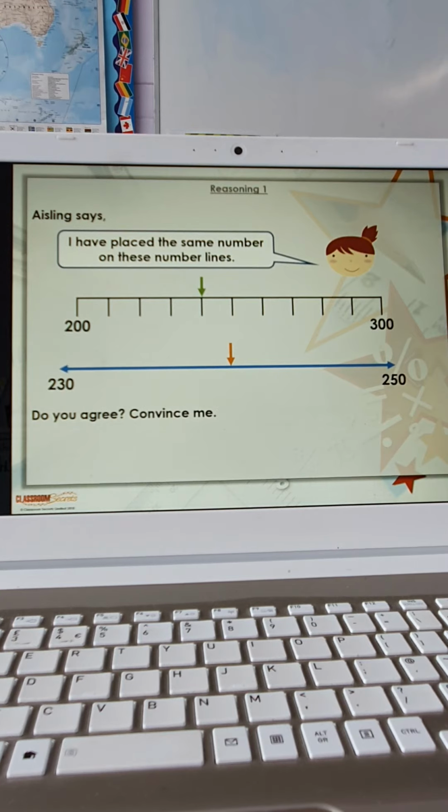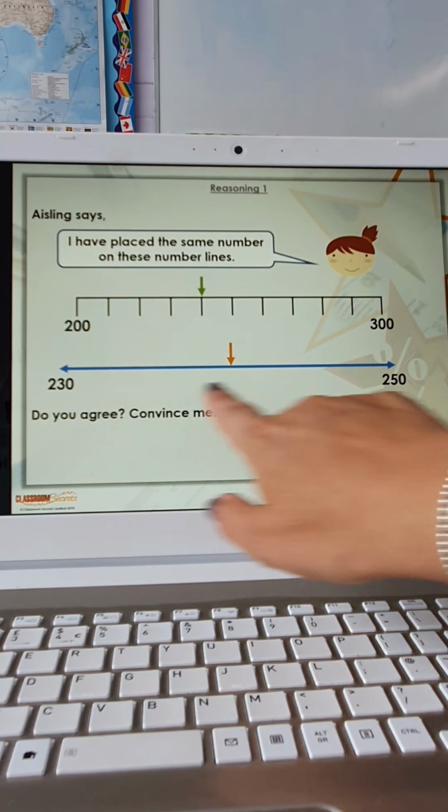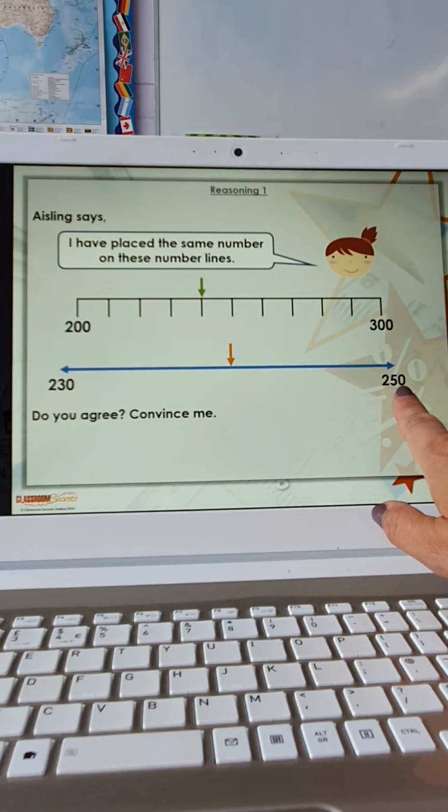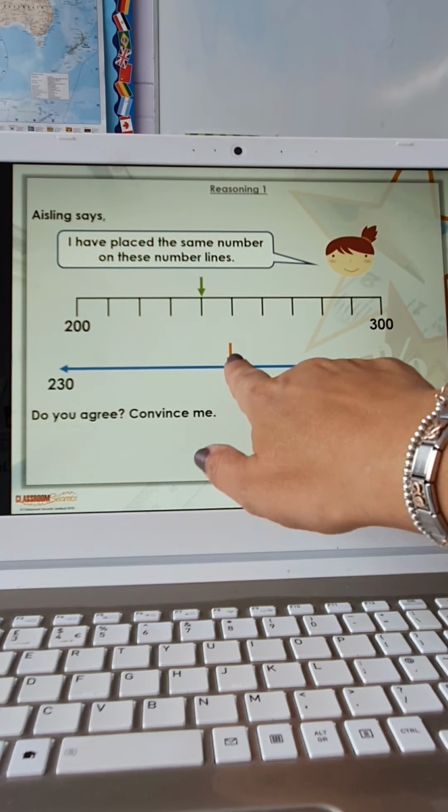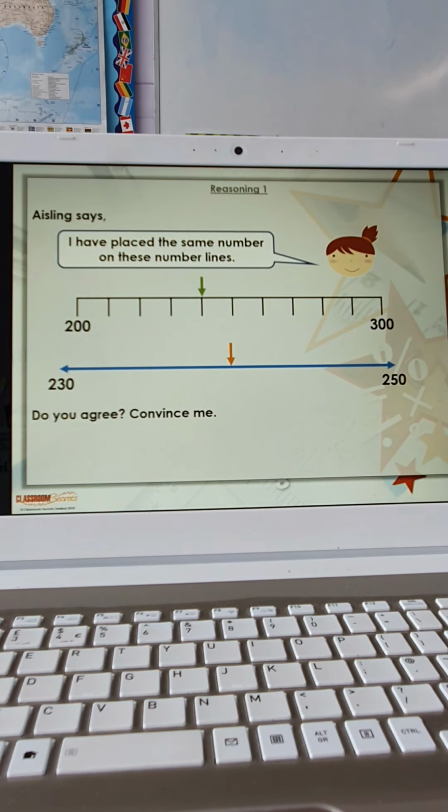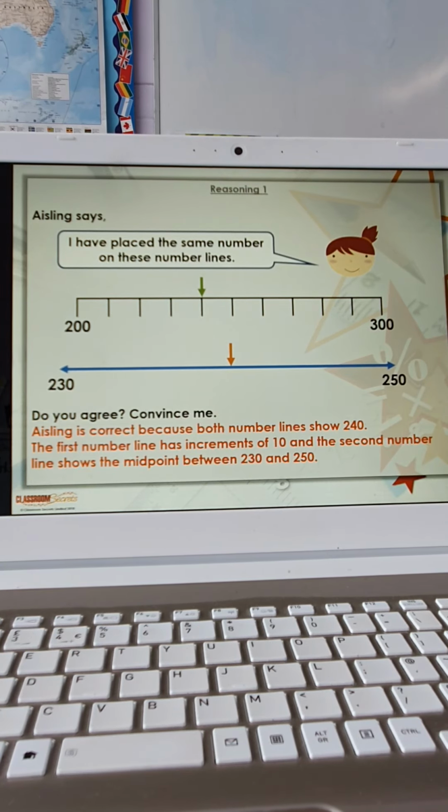If we then look at the bottom one, it goes from 230 to 250. She's marked halfway. Halfway between those two numbers is 240. So Aislinn is correct. She's put the same number on the number lines, but because they go up in different amounts, they're in different places.